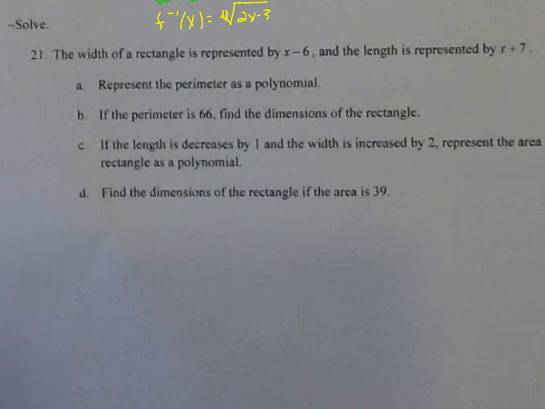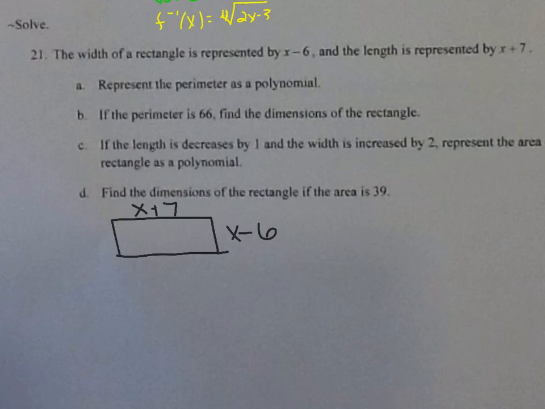Okay, so number 21, we have the width of a rectangle is x minus 6, and the length is x plus 7. So let's draw a picture. So I have a rectangle. The width is x minus 6, and the length is x plus 7. Part A says, represent the perimeter as a polynomial.